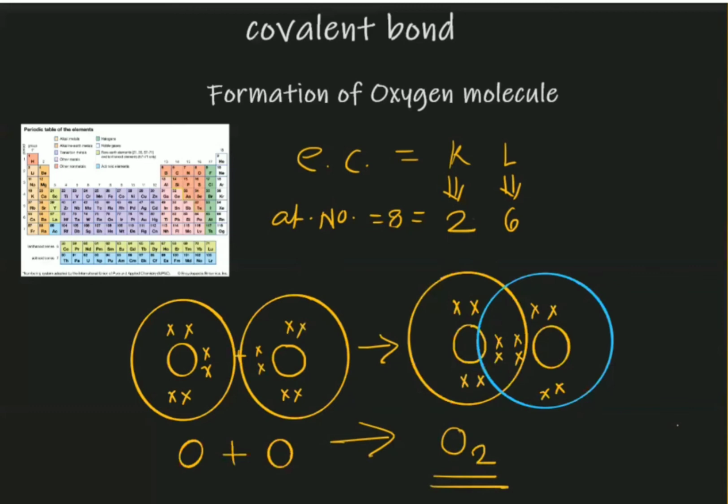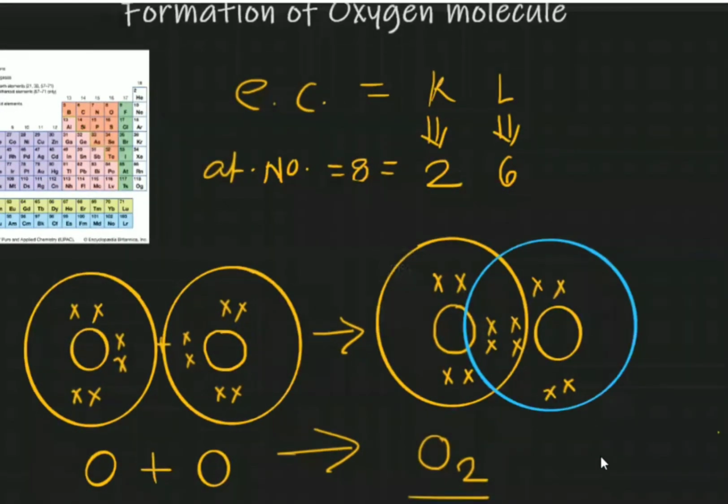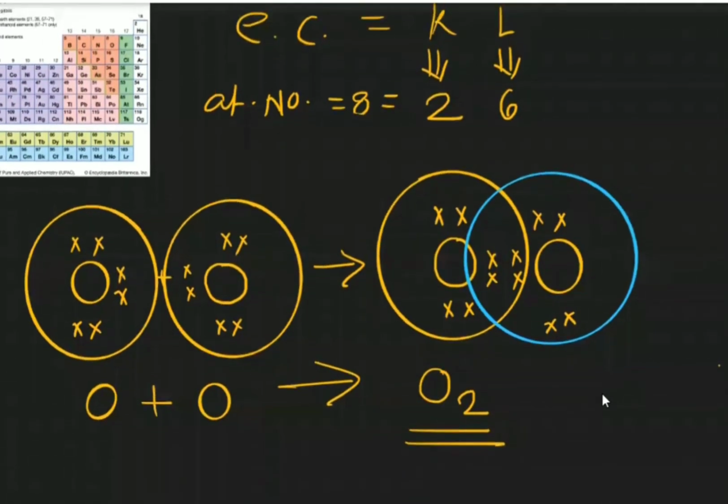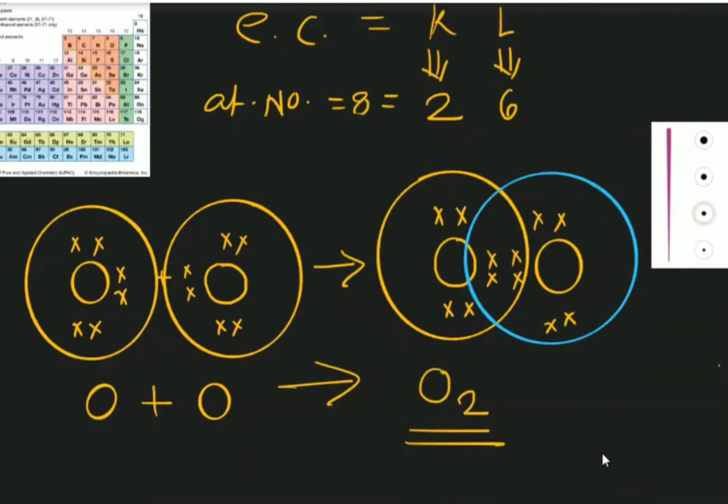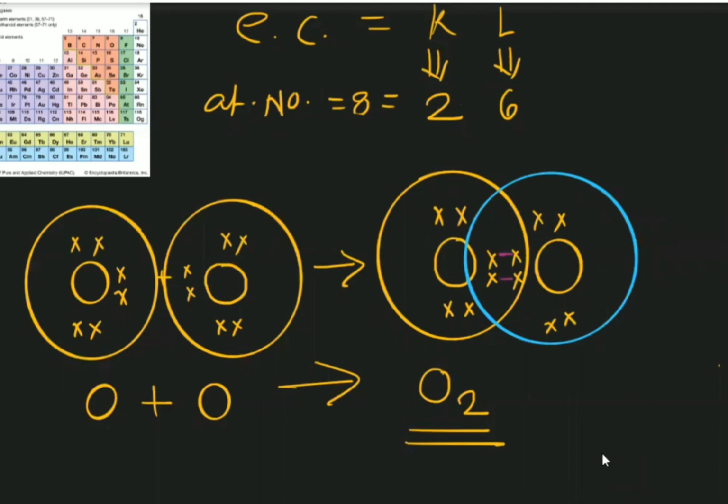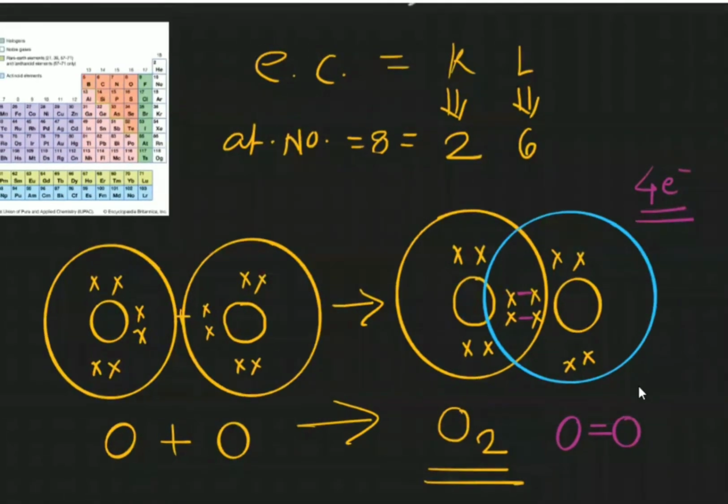Now students, please see here how many electrons have been shared with each other. You can find there are 2 electrons and 2 more electrons. It means that 4 electrons have been shared with each other to form double bonds between the 2. It means that the oxygen molecule is formed by having a double bond between them. So this is the way to form the covalent bond.